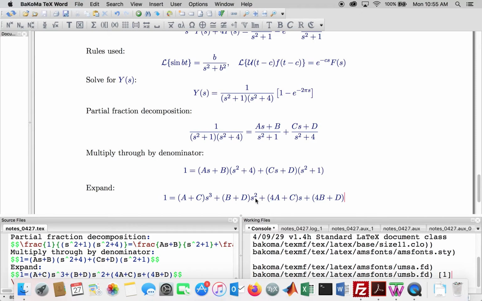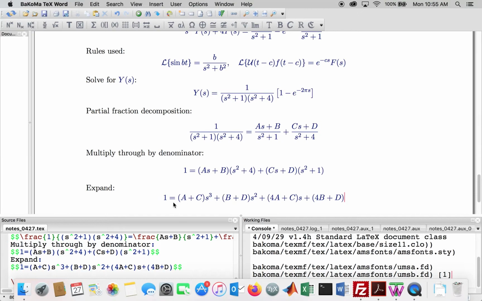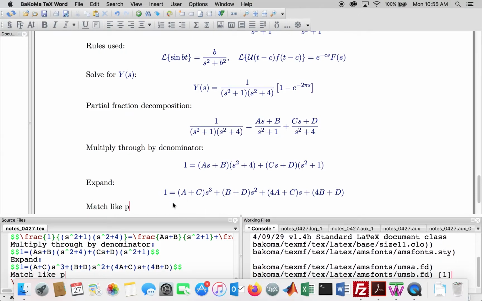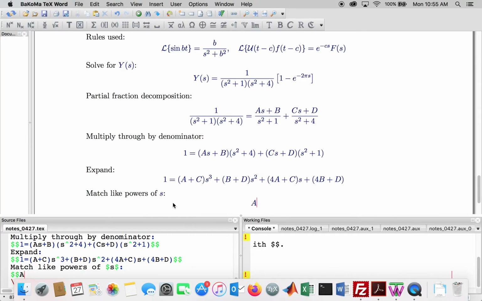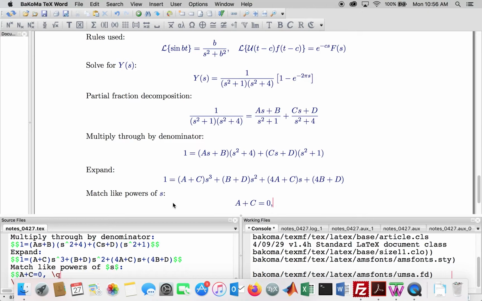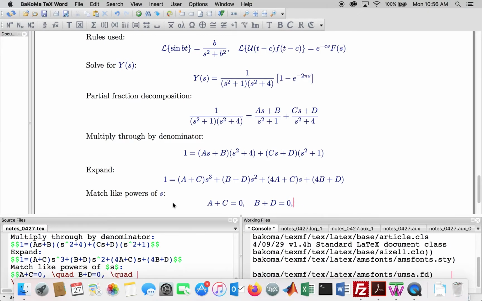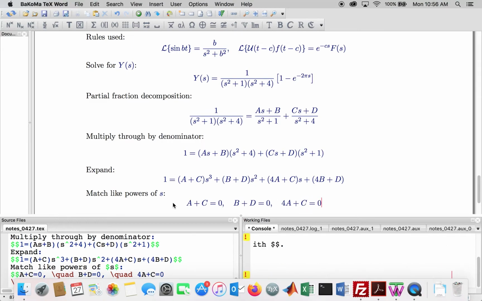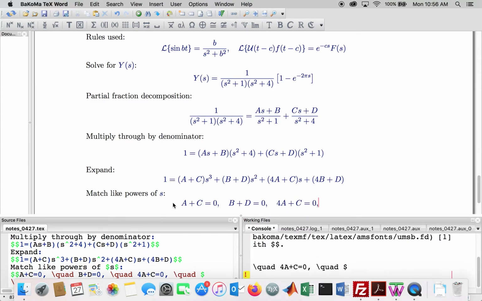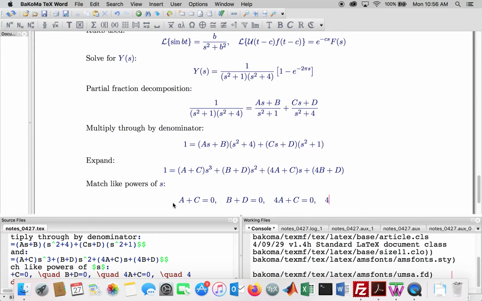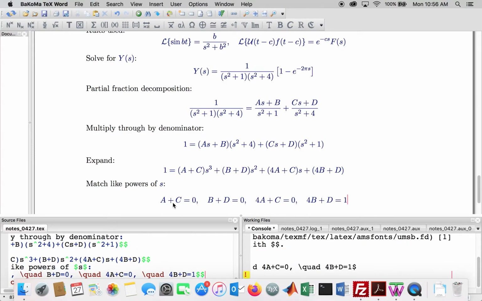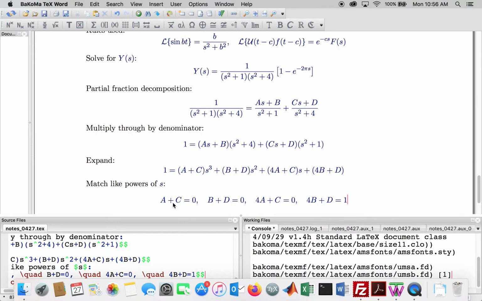So then I could just equate all the coefficients. I only have 1 on the left side, so I must have A plus C equals 0, B plus D equals 0, 4A plus C equals 0, and 4B plus D equals 1. Okay.